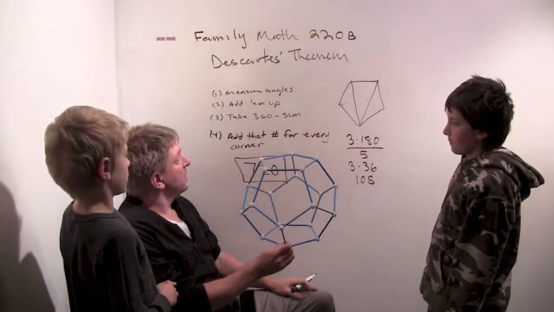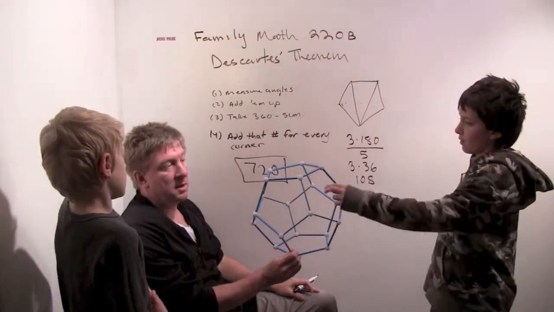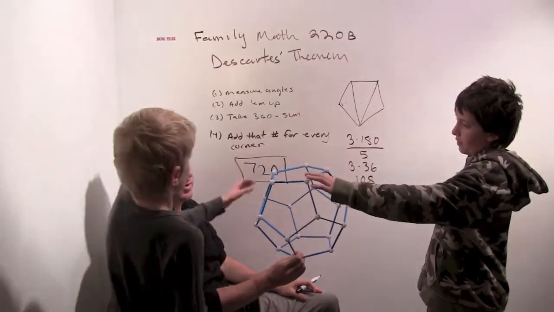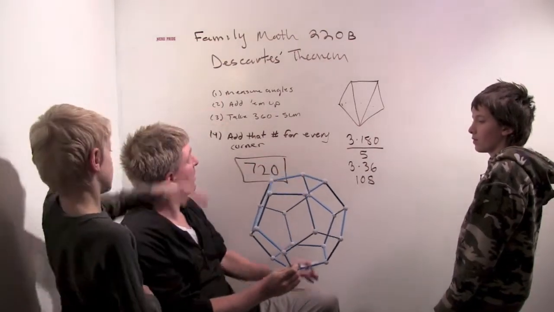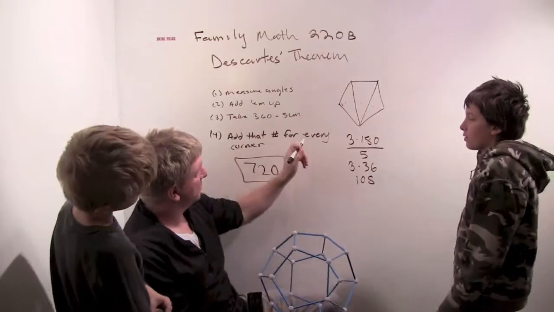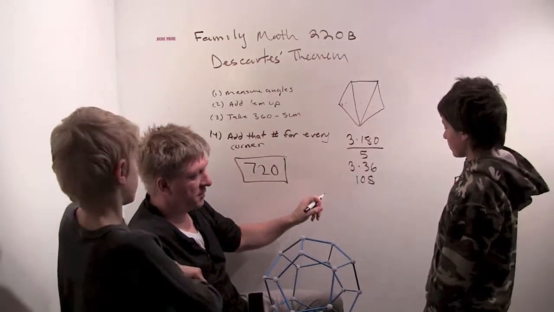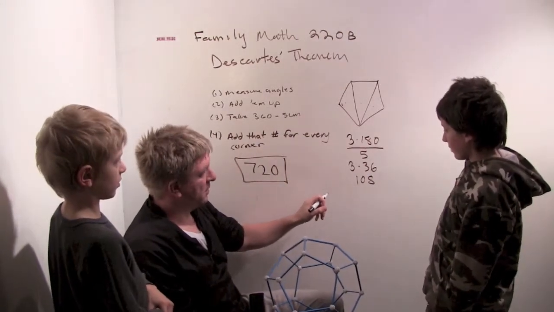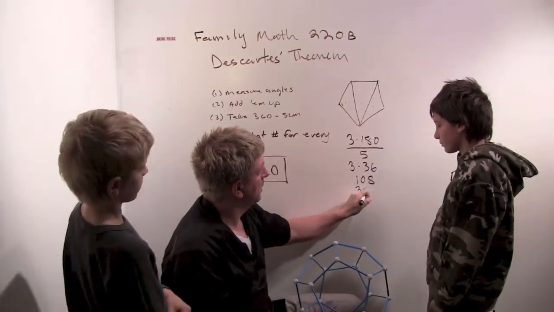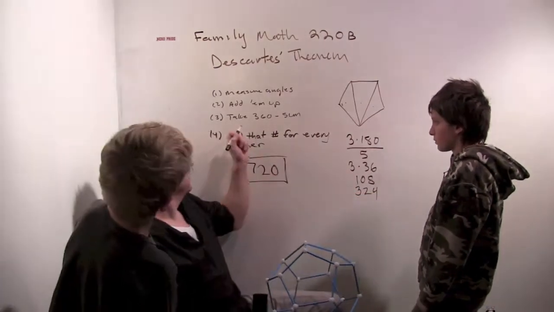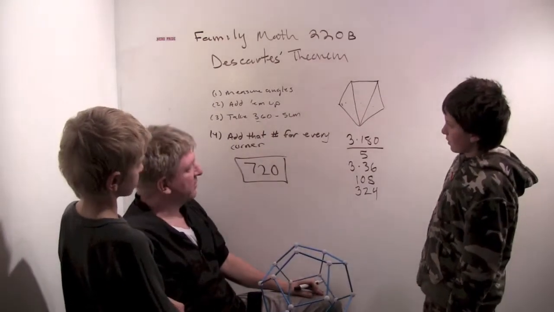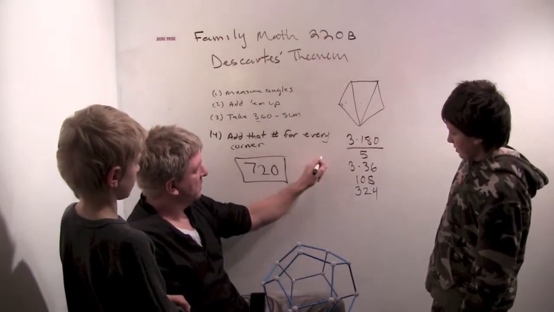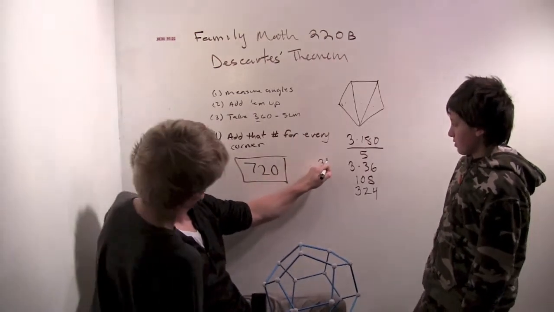At every corner, how many angles are there? 3. This one, and then one. So when we add them up, we get 3 times 108, which is 324. Then we have 360 minus 324, which is 36. Okay, so now here I'm at 36.